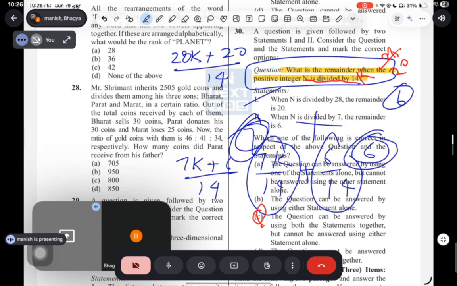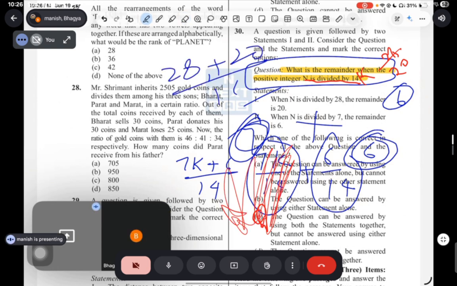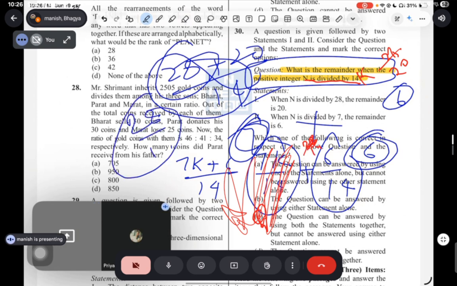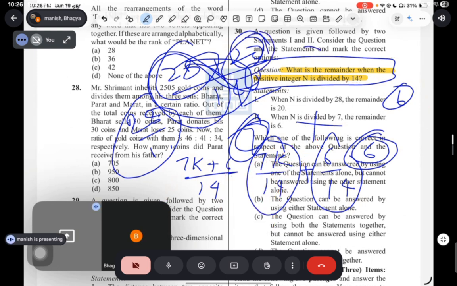See, okay, you remove k, no problem. So 20 plus the quotient. You take 14, so still 14. If you divide this 20, the rest is completely divided. So the remainder will come from 20 only. This is a fixed number, so it means we can get a fixed remainder.